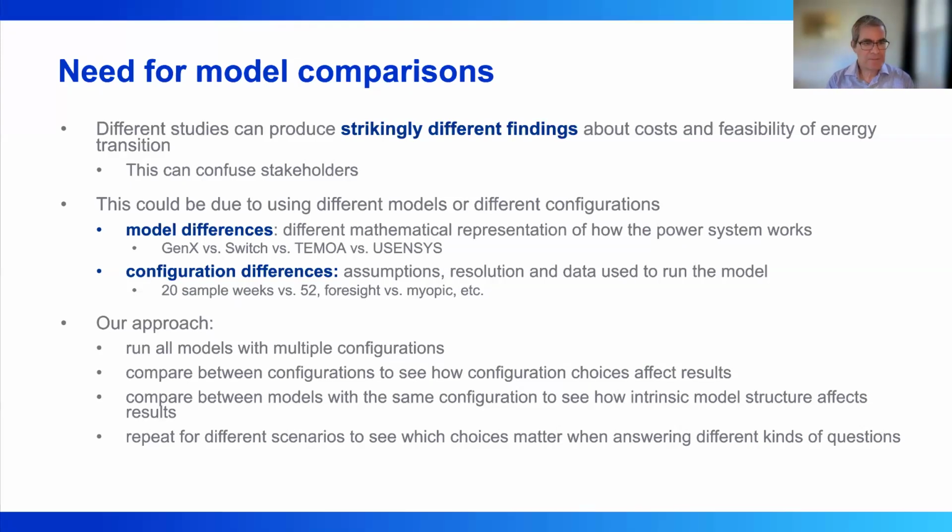I think I covered the first bullet point here, but I'm going to just dwell a little bit on the fact that when you see different findings from different models, it's easy to assume, oh, it's just GenX works that way and Switch works that way or Tomoa works that way. But actually internally, as Jesse was saying, these models are quite similar. And so we worked very hard in this study to tease out what's a difference that's fundamental between the models in the structure of the model and how they think about power systems, and what's a difference in the configuration of the models, which is the assumptions and data that you're using to set it up and run it.